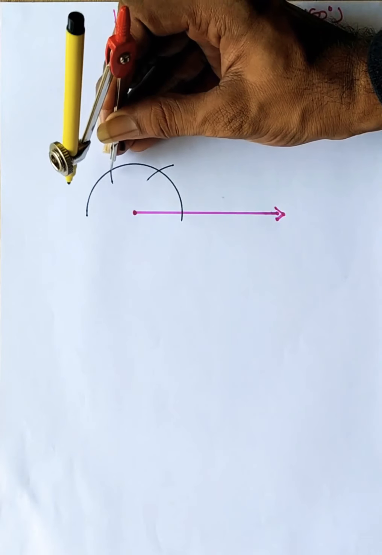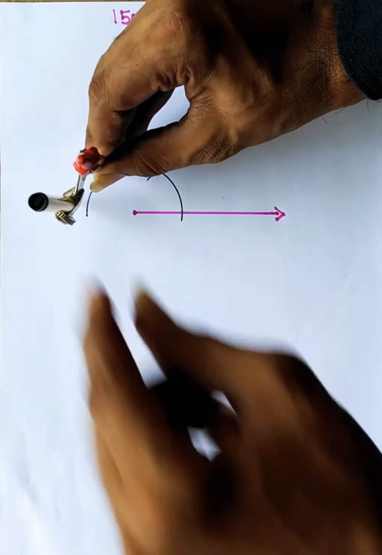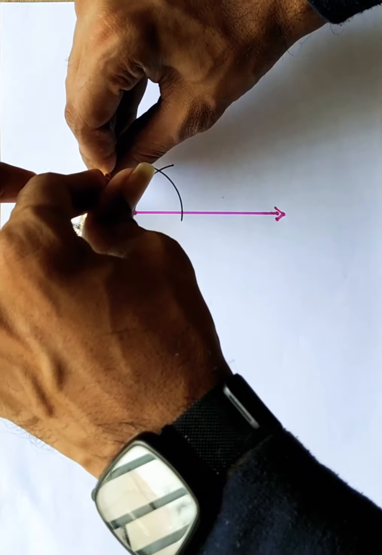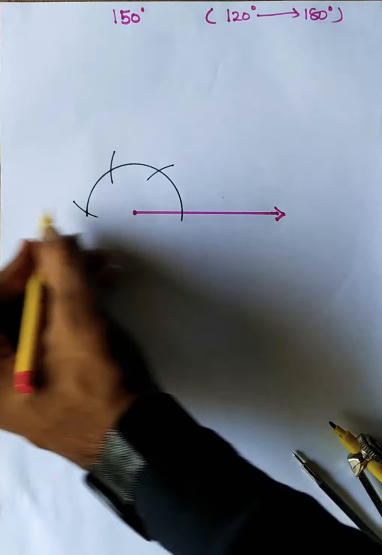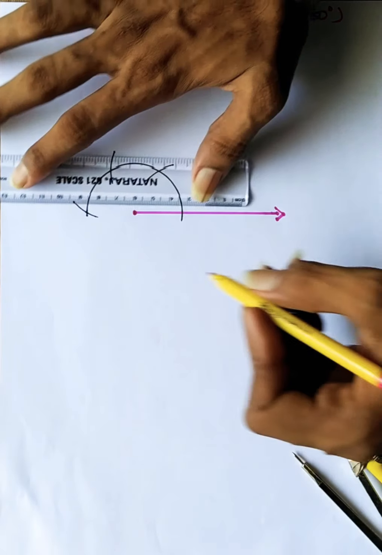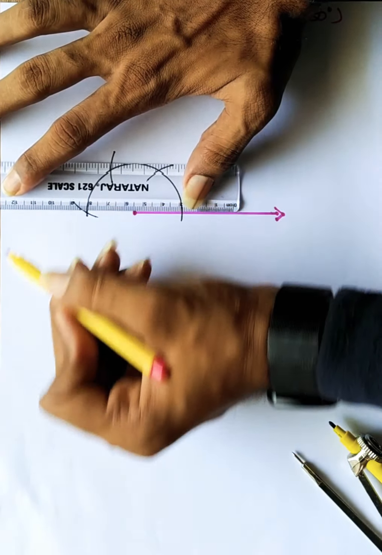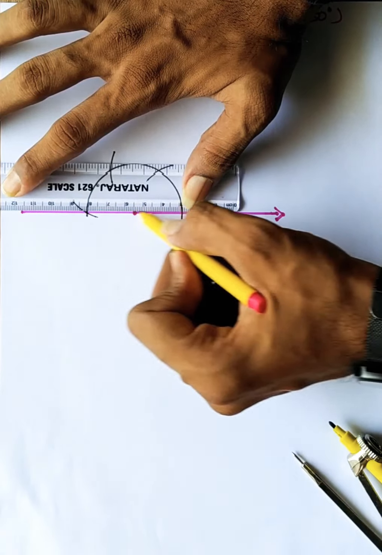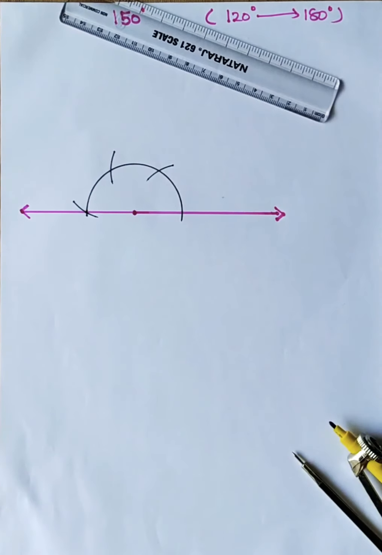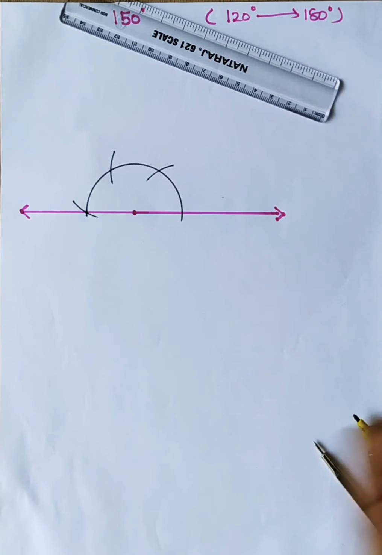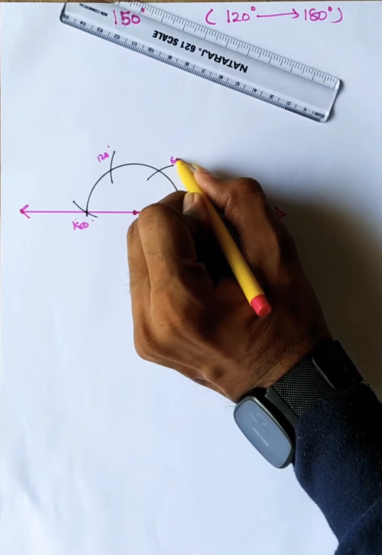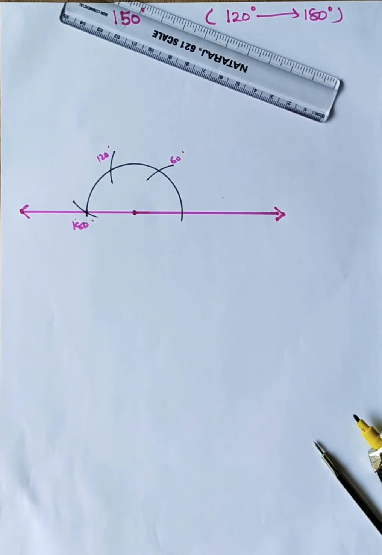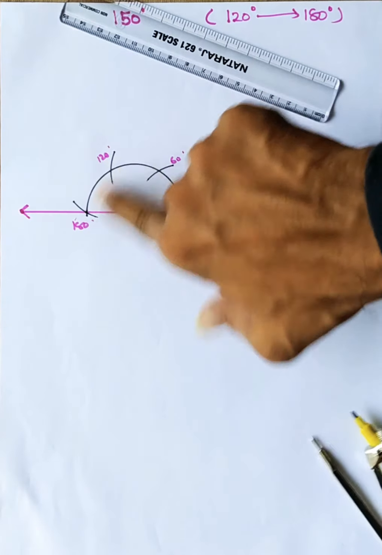So one more 60 degree arc will give you 180, but we don't have any line over here. So what I am doing is just elongating this line over here, so that I can clearly see where is my 180 degree, where is 120 degree, where is 60 degree. Okay, now 150 is exactly between 120 and 180.